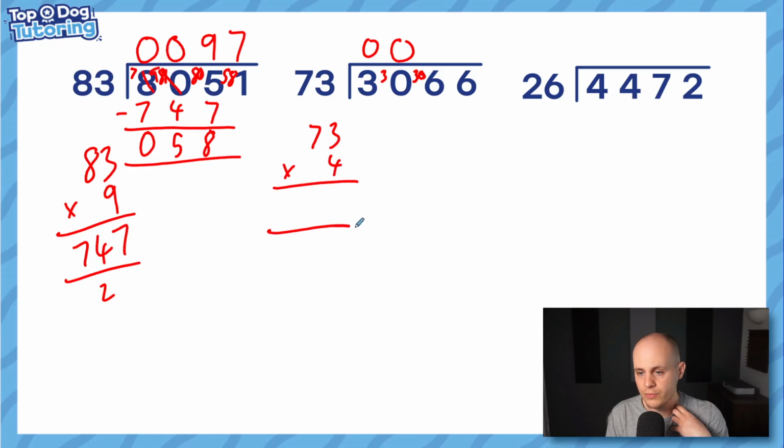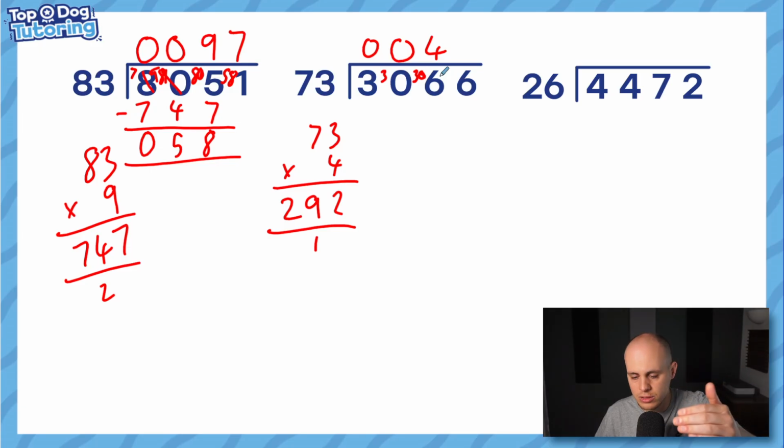73 times 4. Let's make sure this is under 306. 3 times 4 is 12. 7 times 4 plus 1 is 29. Excellent. So 4 lots is perfect. It gets me to 292, which means I've got a remainder of 8 to get to 300, plus 6 more. I've got a remainder of 14.